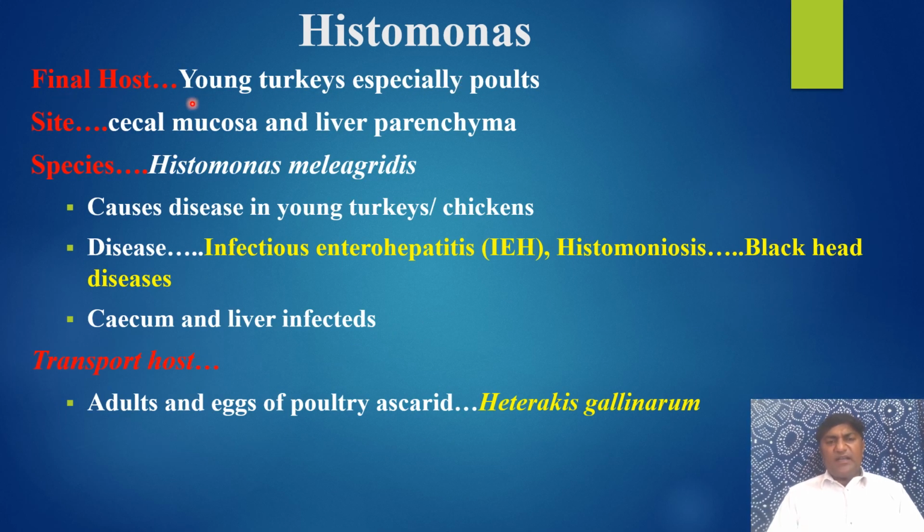The final hosts of Histomonas are young turkeys, especially pullets, and the sites are the cecal mucosa and liver parenchyma. The species is Histomonas meleagridis, and it causes disease in young turkeys or chickens. The disease is named infectious enterohepatitis or histomoniasis, and it is also called blackhead disease. The cecum and liver are infected with this disease.